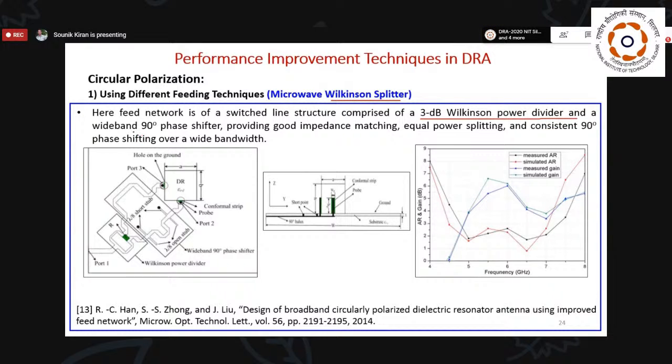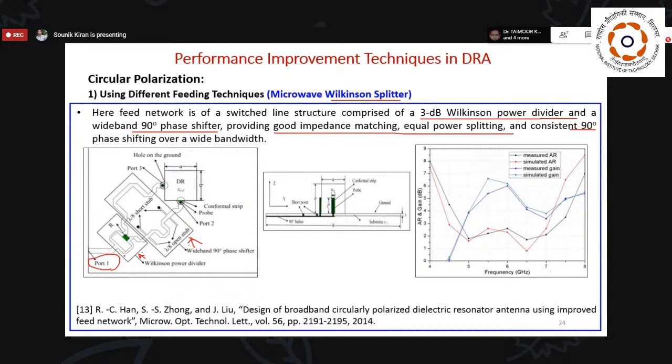And a wideband 90-degree phase shifter, that gives good impedance matching and equal power splitting, with a phase difference of 90-degree. That is what the power divider generally does. Here we can see this is port 1, and here they have used the Wilkinson power divider. Then they have used the phase shifter. This is nothing but the phase shifter part, and this is the power divider part.